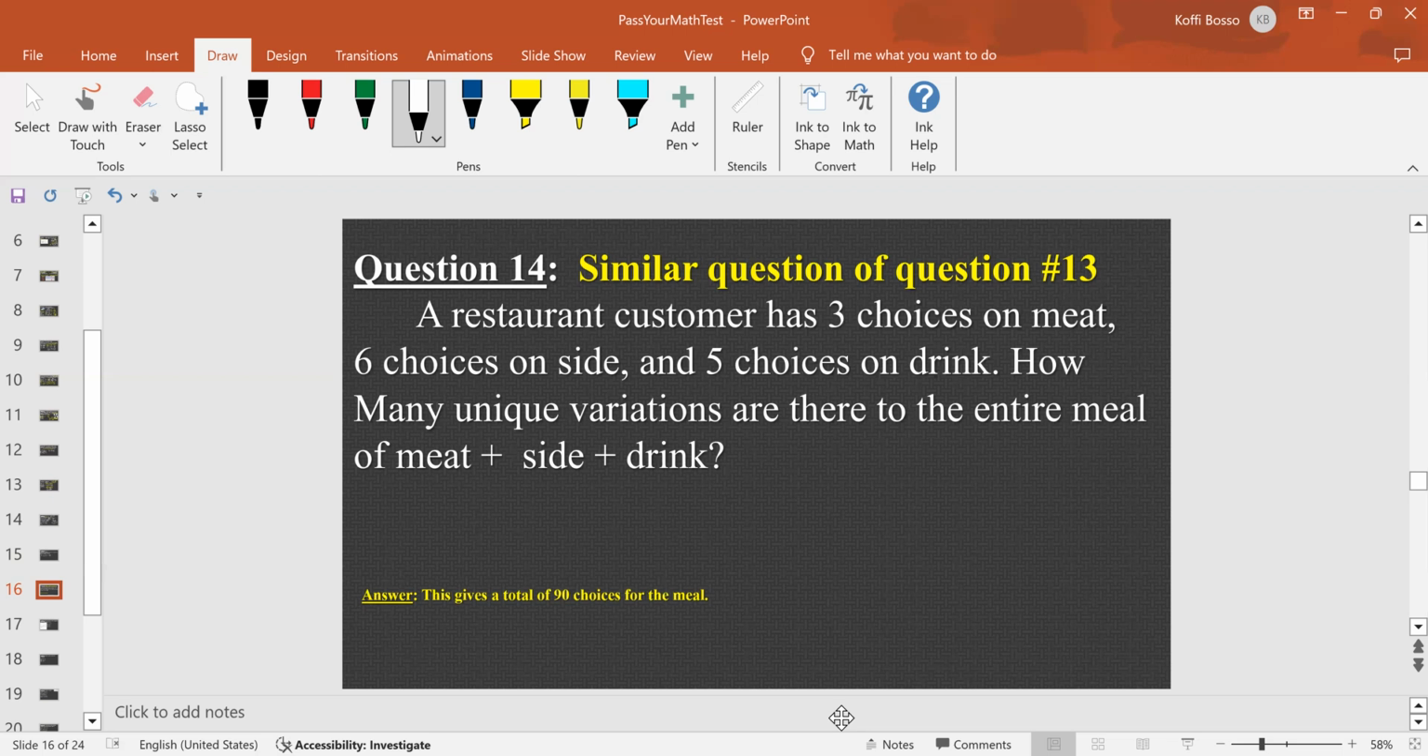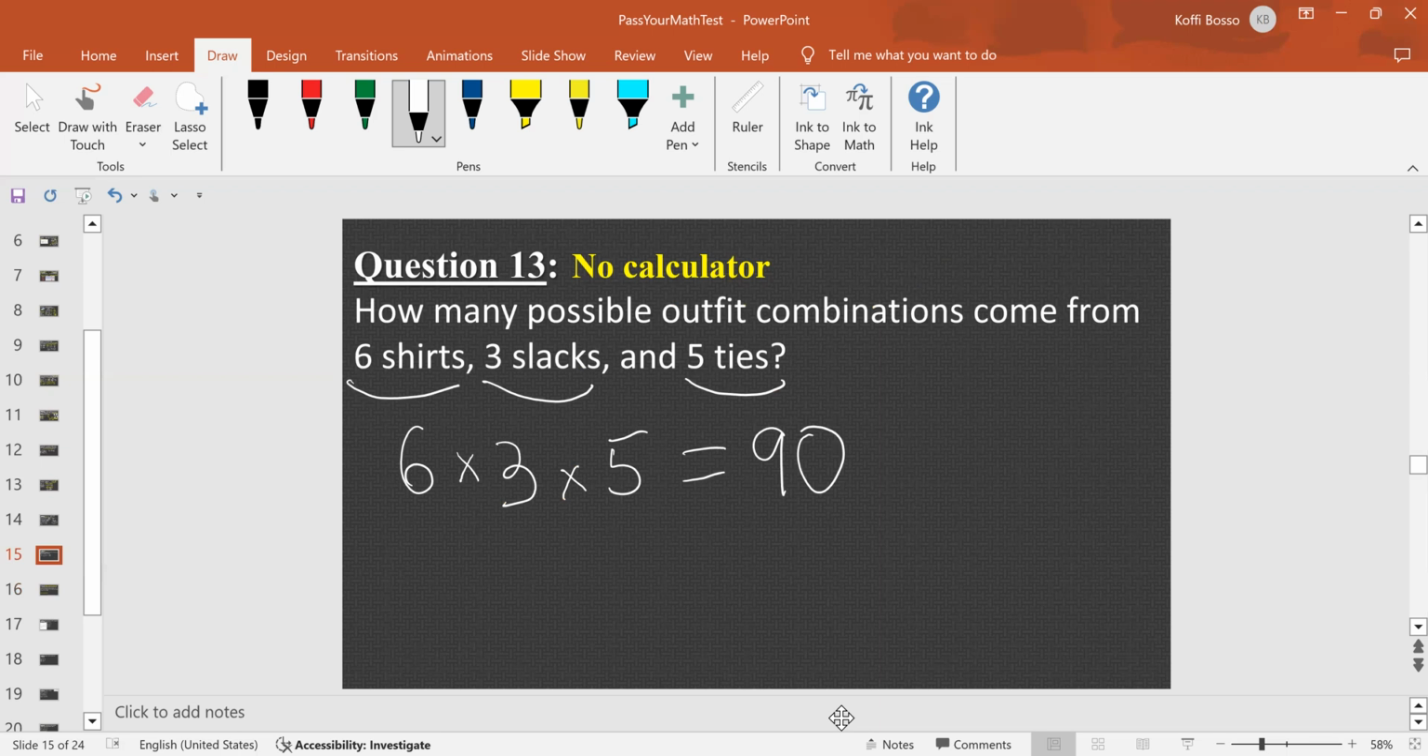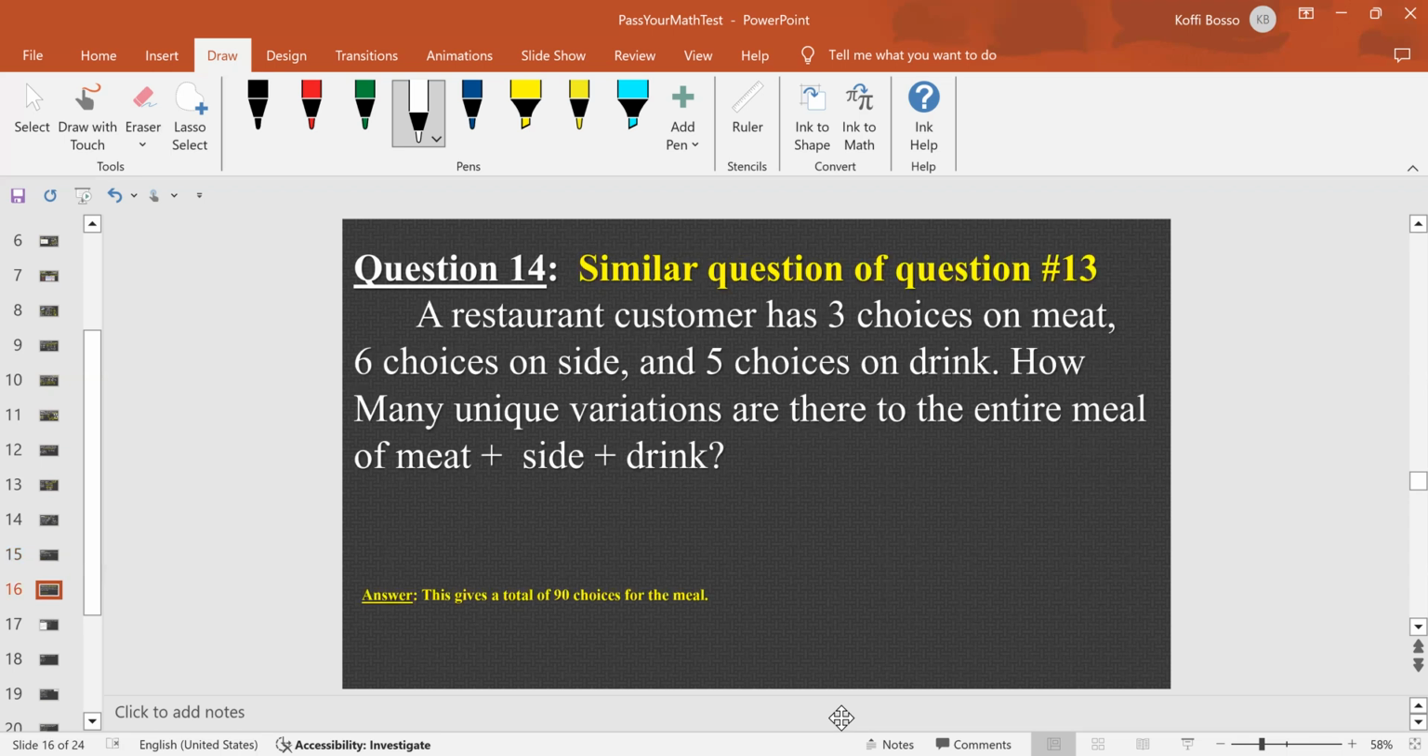So this question 14 and question 13 are similar. They just change the sentence, but the concept is the same. That means what? For meat, how many choices do we have? 3 choices. For side, how many choices? 6. For drink, how many choices? 5. So you multiply all of this, you get what? 90.